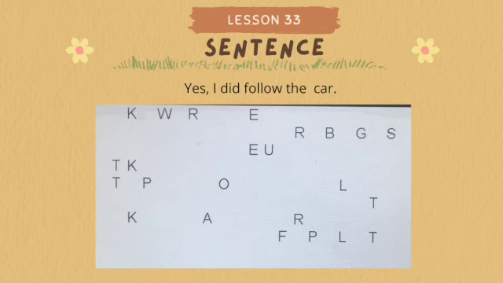Okay, another sentence. Yes, comma, I did follow the car. So we have yes applying the brief or the arbitrary, then comma, then I, and then did. It's another brief. Follow brief, the car. Period. Okay, so you may again hit the pause button if you wanted to take a closer look and study how this sentence is written.